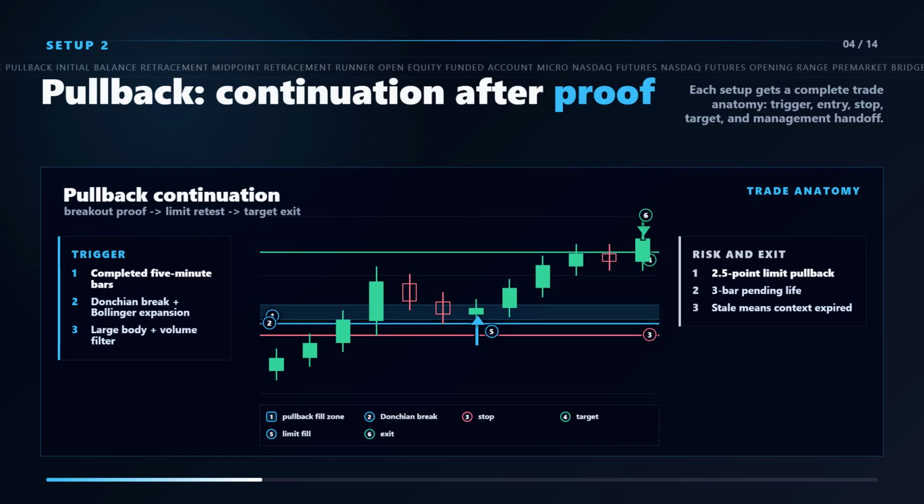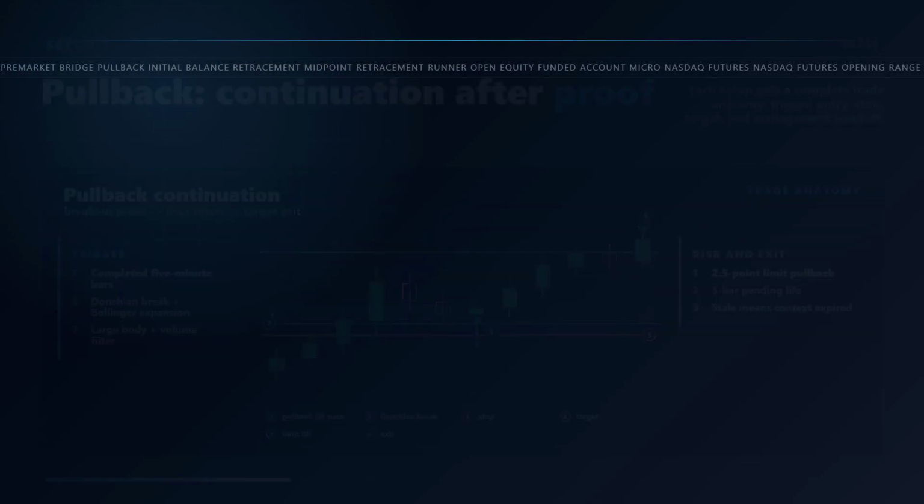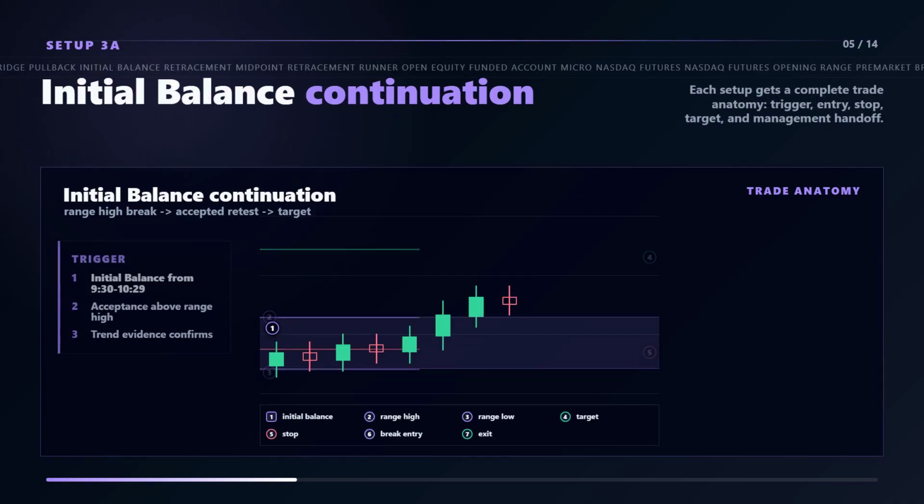Stale means the setup had its chance. If the limit order does not fill quickly, the context may no longer be valid, so the pending order is skipped or canceled. Initial balance is the first 1-hour regular session range.